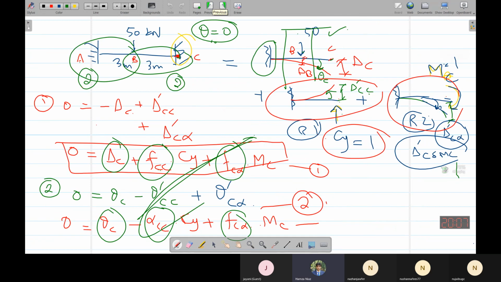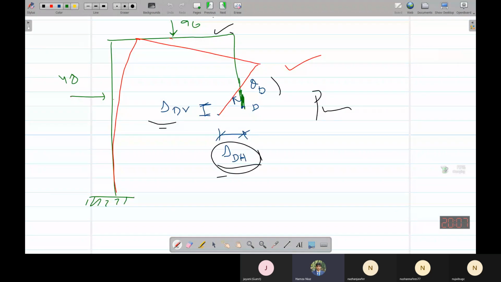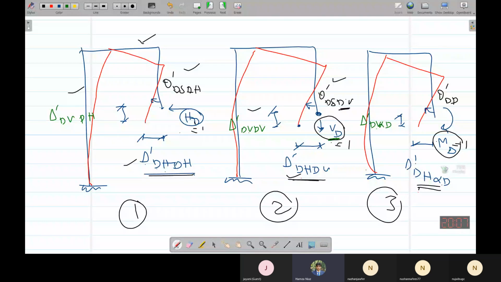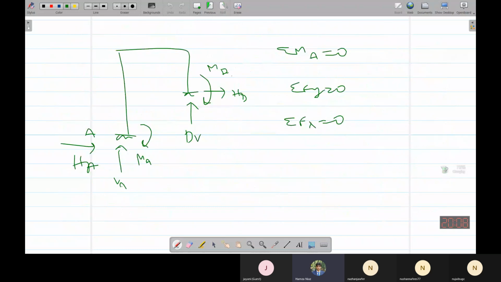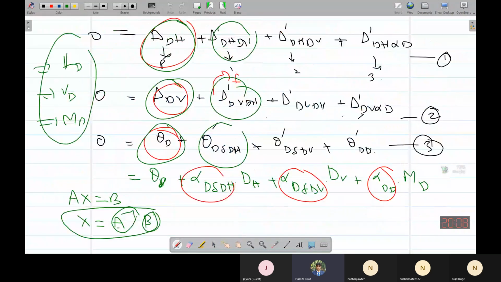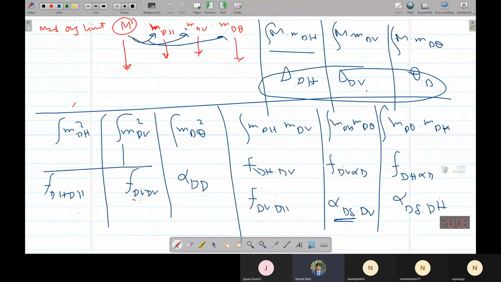Then we can label these deflections. It will become much simpler to solve. Then we write the compatibility equations. After this, we calculate the unknown variables in these equations by the unit load method. We can use the unit load method to calculate the deflections. We put them back in the equations, and then we calculate the unknown forces.